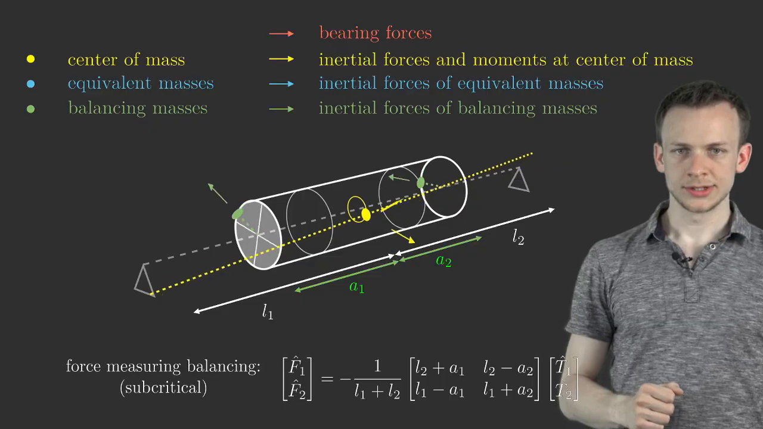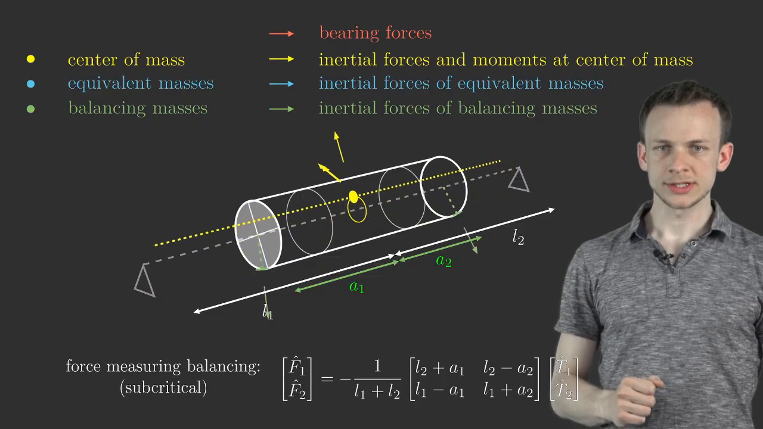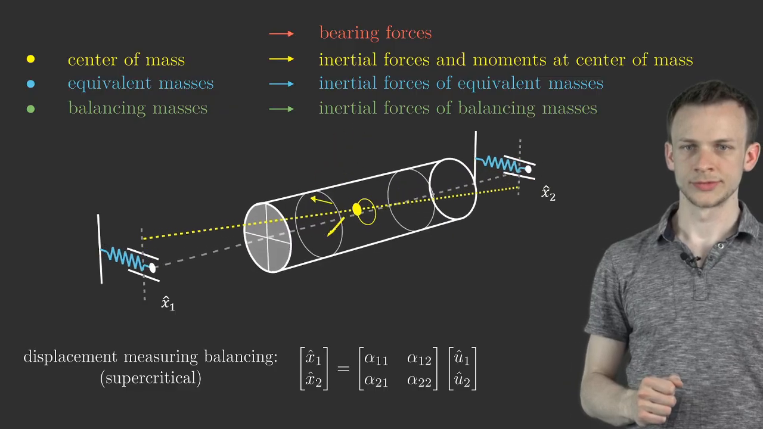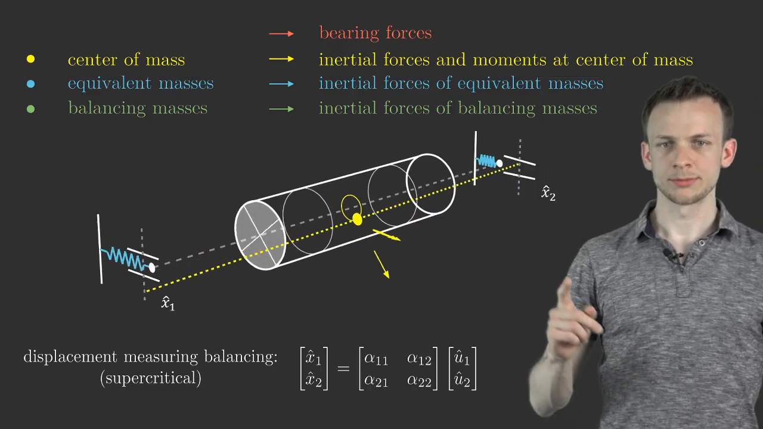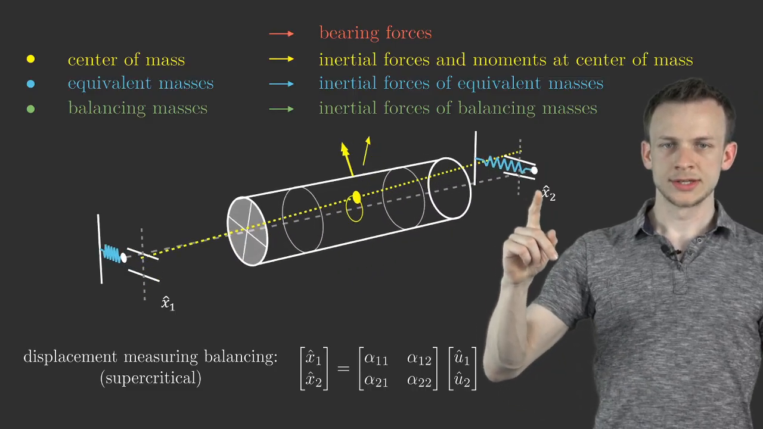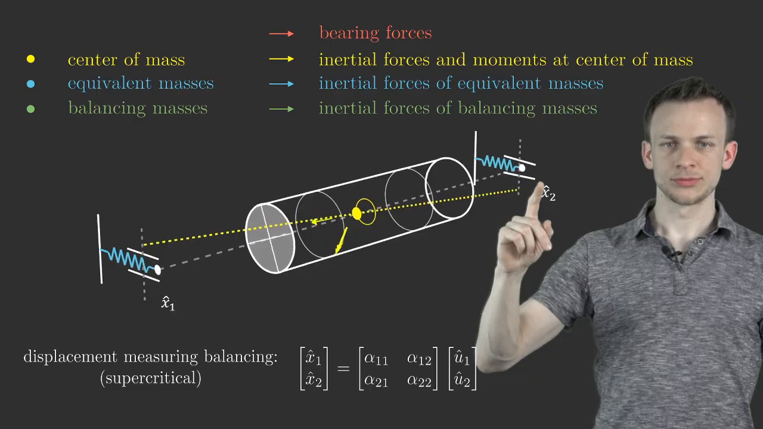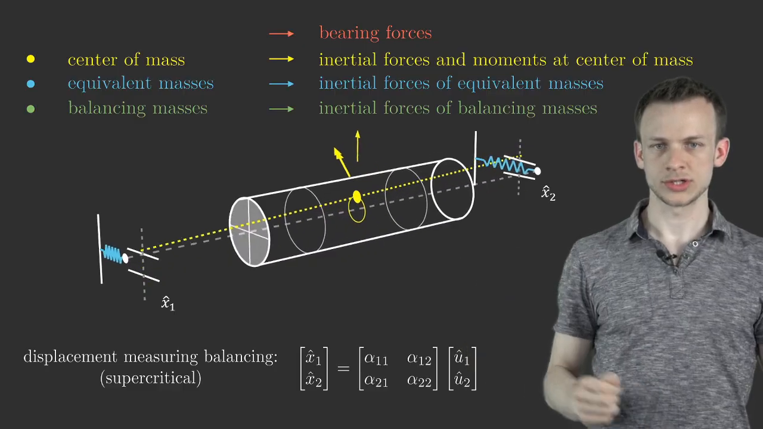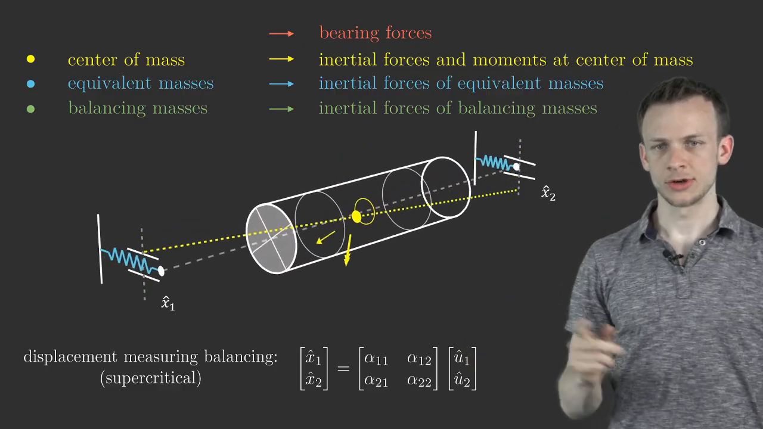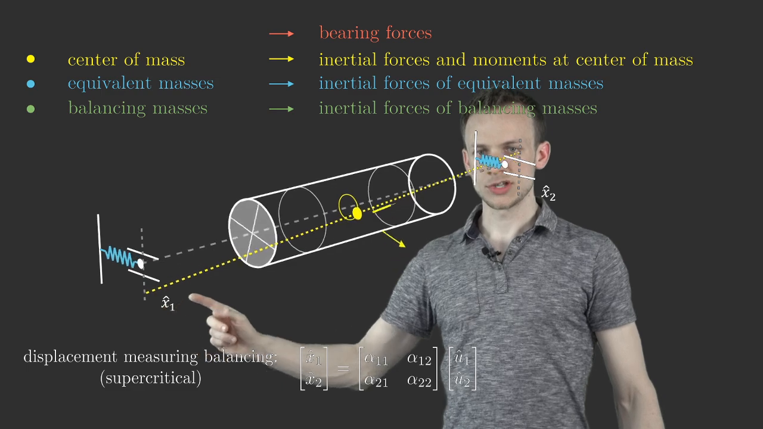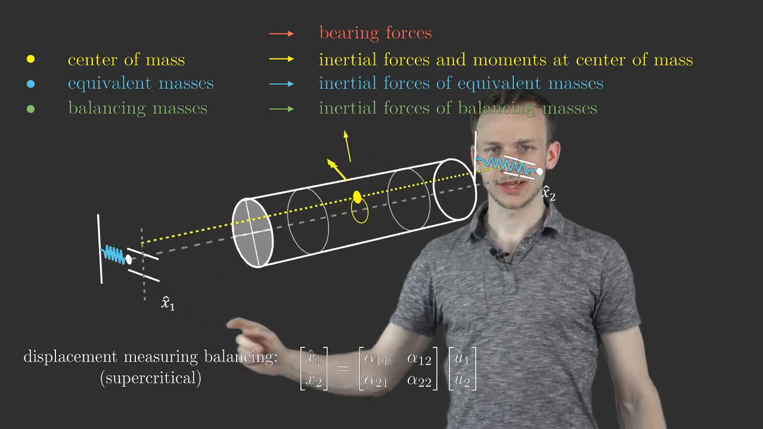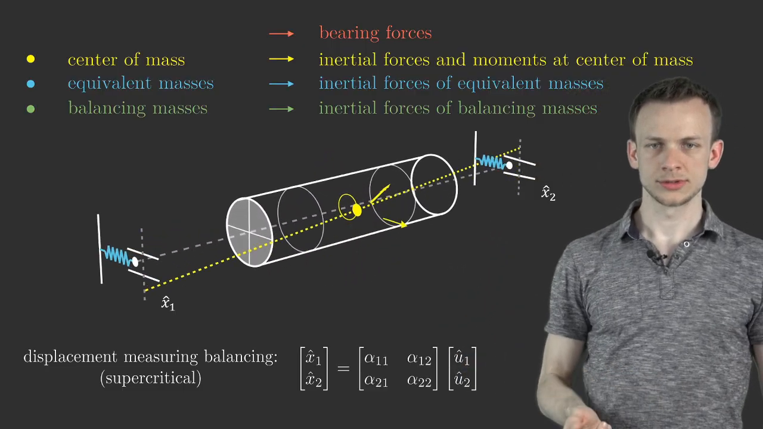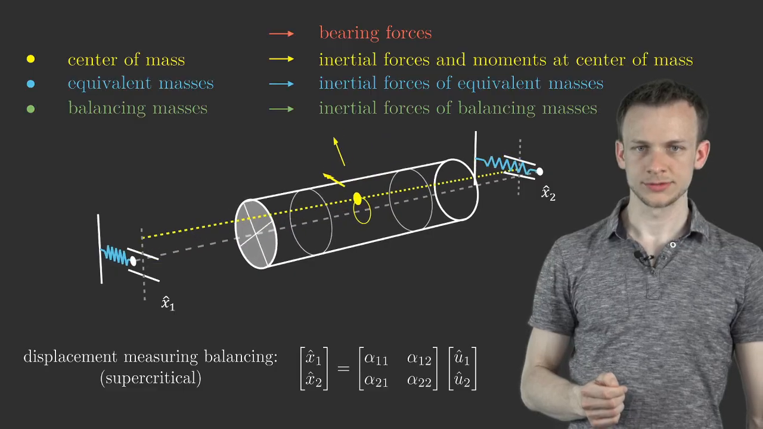The other technique that we distinguish is the distance measuring technique, so the displacement measuring balancing. Here we have a system where we have the bearing points that allow 1 degree of freedom in horizontal direction, in this case on both sides. So it's possible to measure the displacements x1 and x2, which are also complex, so they have a certain amplitude and a certain phase shift.